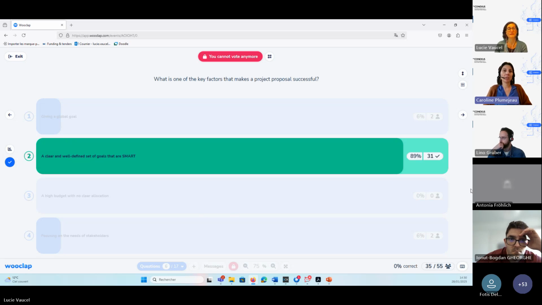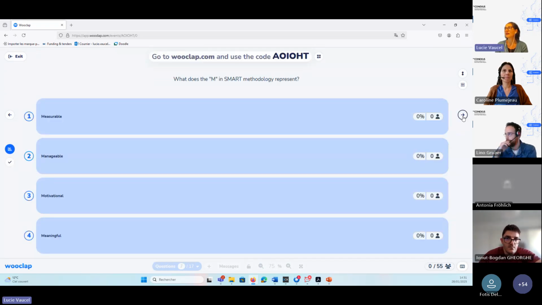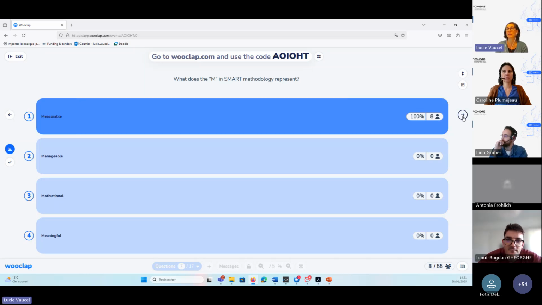Actually, giving a global goal is a correct answer, but as we said, you will have to give global goals and specific goals, and you must focus not only on the needs of stakeholders, but really think about all the needs to be addressed. Next question. What does the M in SMART methodology represent? Measurable, manageable, motivational, meaningful.